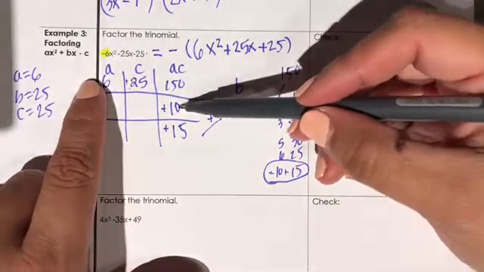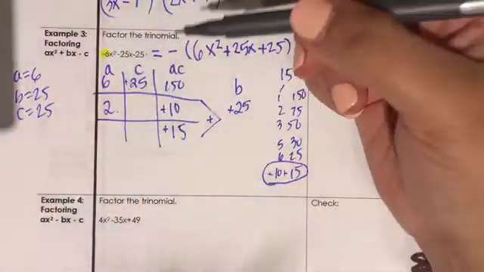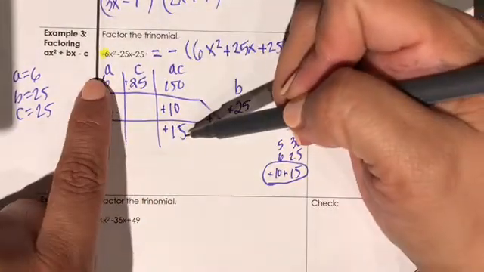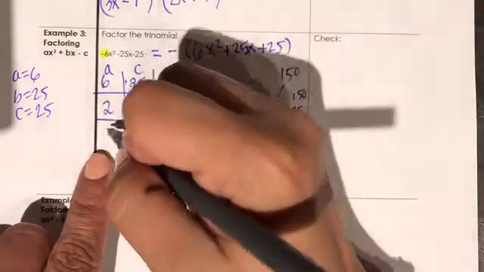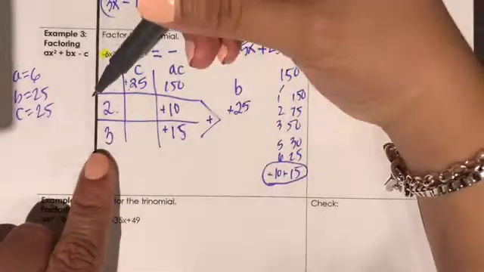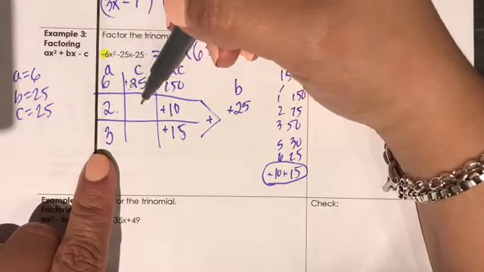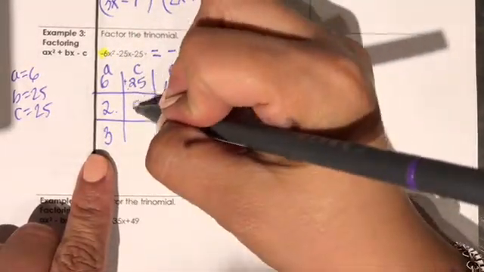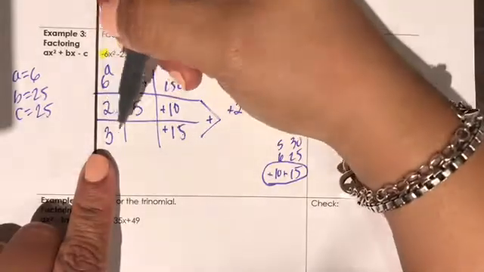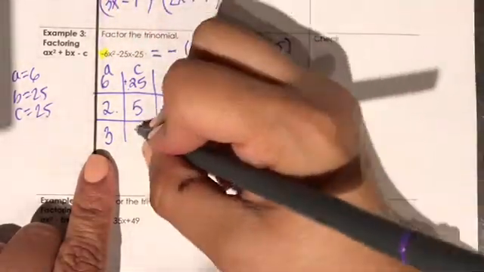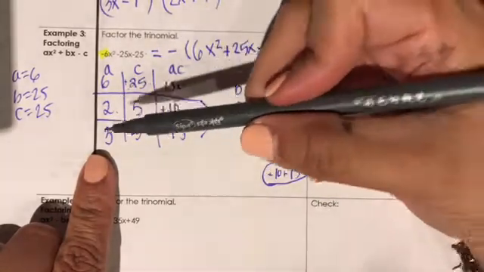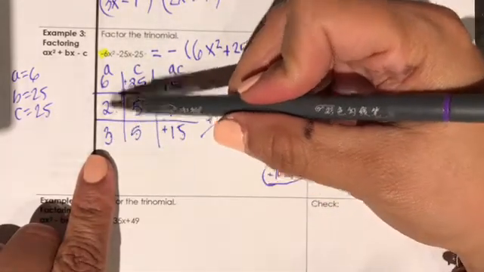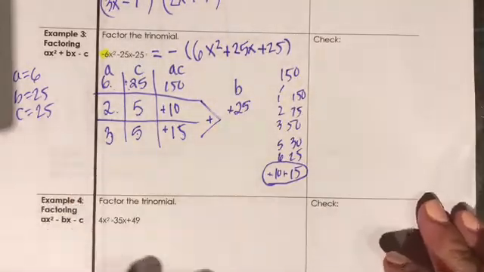The GCF between 6 and 10 is 2. The GCF between 6 and 15, GCF is the greatest common factor, which is 3. 2 times what number will give me 10? That's going to be 5. 3 times what number will give me 15? That's going to be another 5. 5 times 5 equals positive 25. 3 times 2 equals a positive 6.